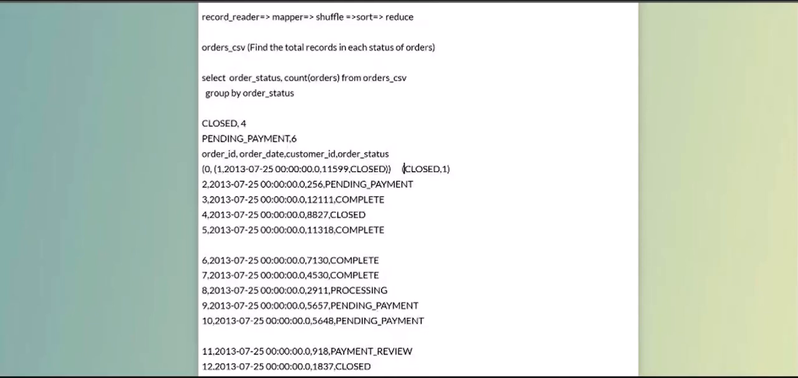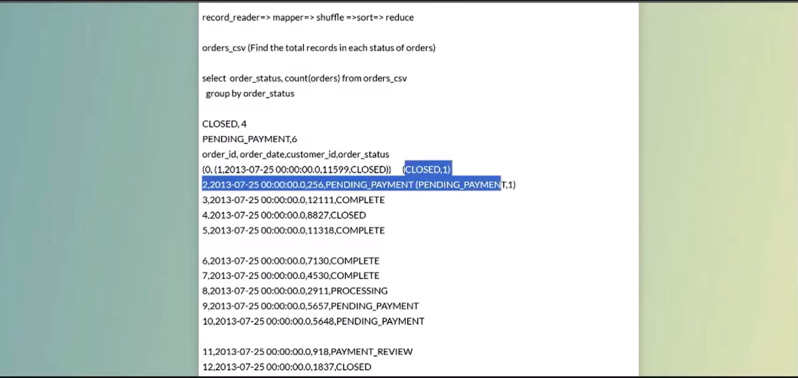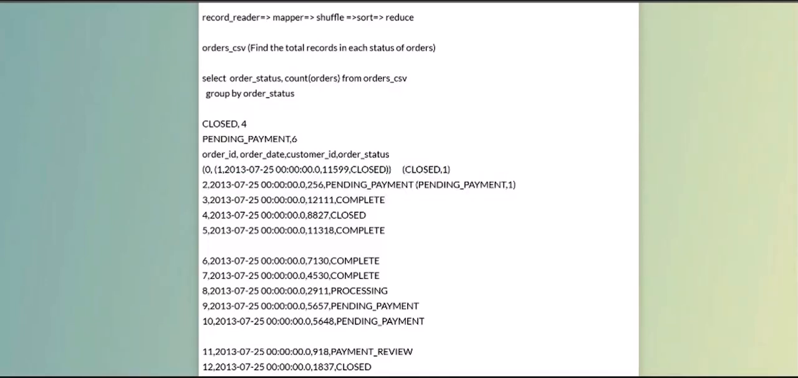Closed comma 1. It will use only these things because according to our query, these are the only things which are usable. Other things, order date and customer ID, are not useful according to this requirement. Closed comma 1, pending payment comma 1, and so on. At each node this activity would happen, but if this data were on a single machine, this would have been the final output.